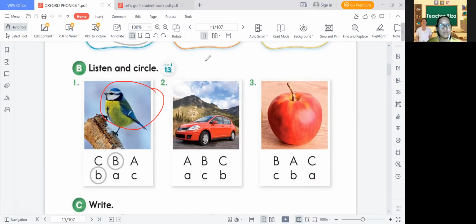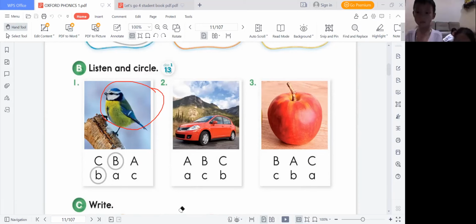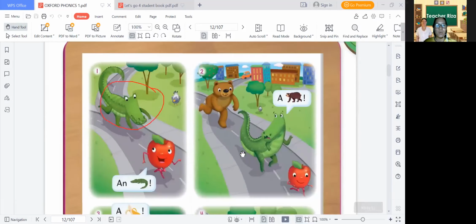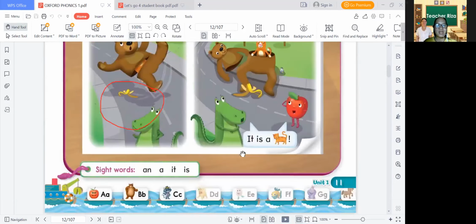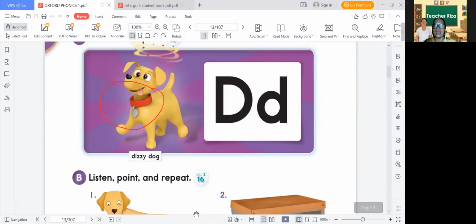Can you tell me what is the sound of a bird? Do you know what is the sound of a bird? It's tweet. Okay, what is the sound of a bird? It's tweet. Understand? Yes, okay, so we are going to proceed for the next one, which is letter D.